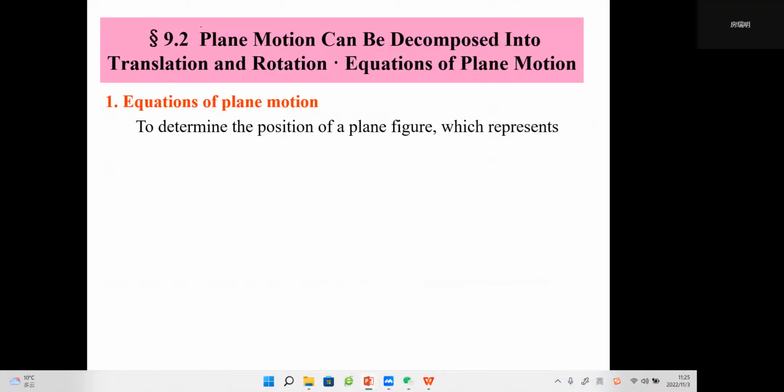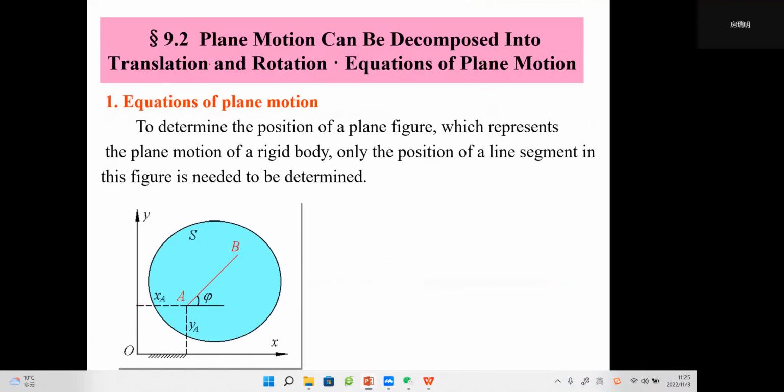We will move to the second section, to talk about how plane motion can be decomposed into translation and rotation. We'll talk about the equation of plane motion. So let's talk about that.